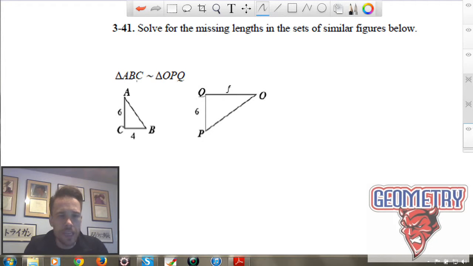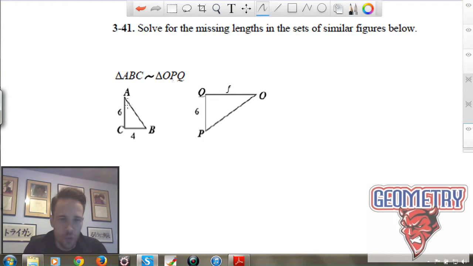So here we have triangle ABC is similar to triangle OPQ, and this is our symbol for similarity, and the order of these letters is very important. This tells us that A matches up with O, B matches up with P, and C matches up with Q. That allows us to determine which sides match up with which.